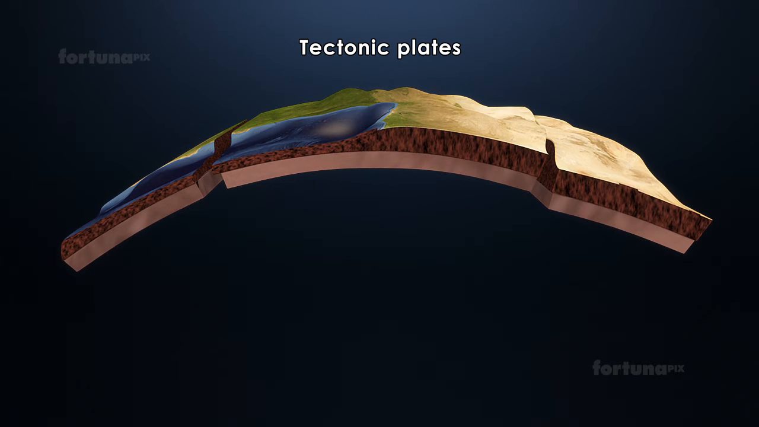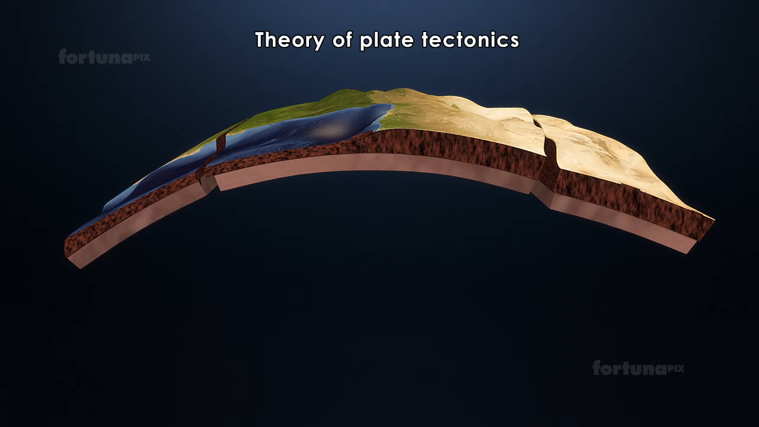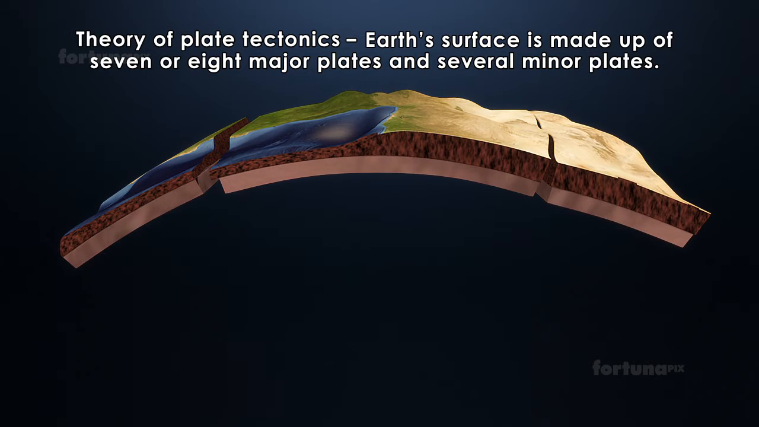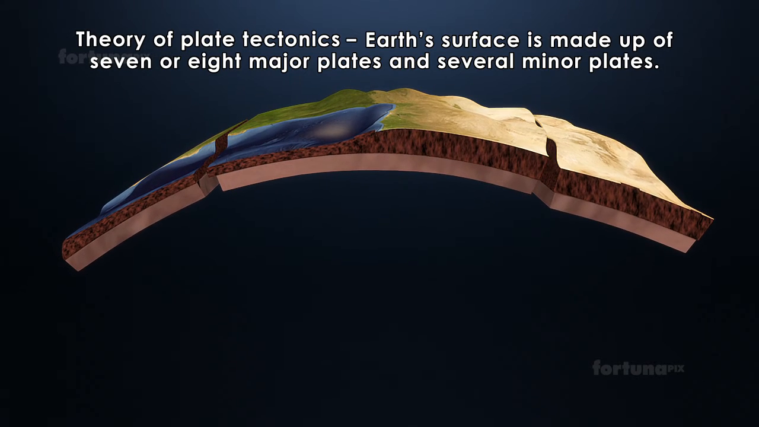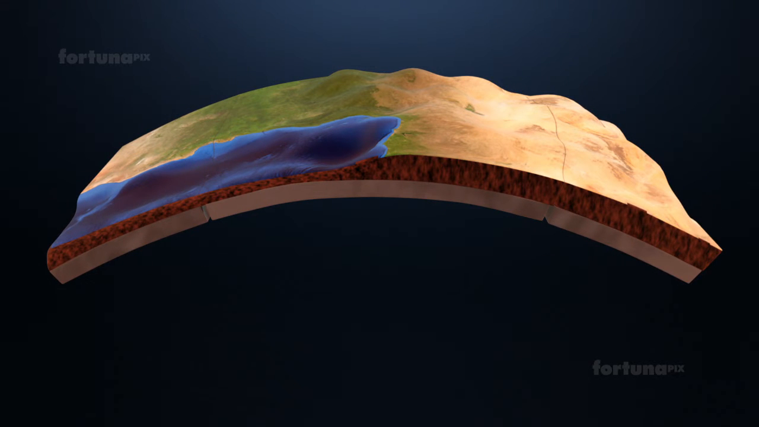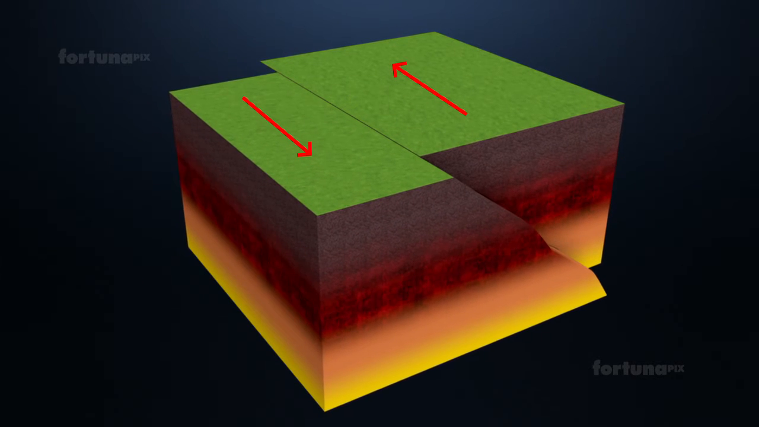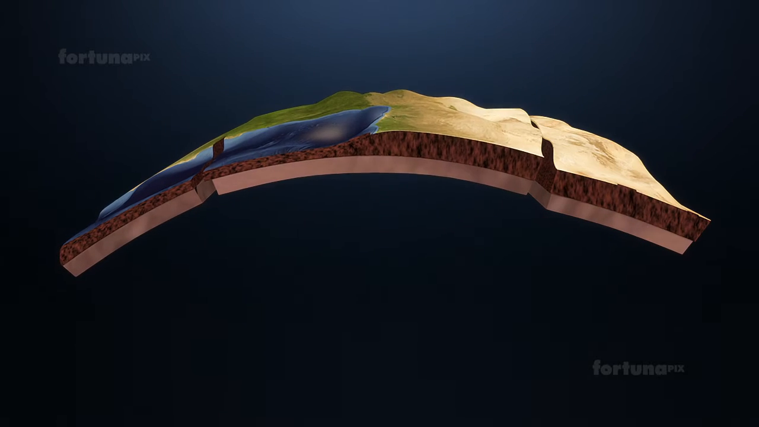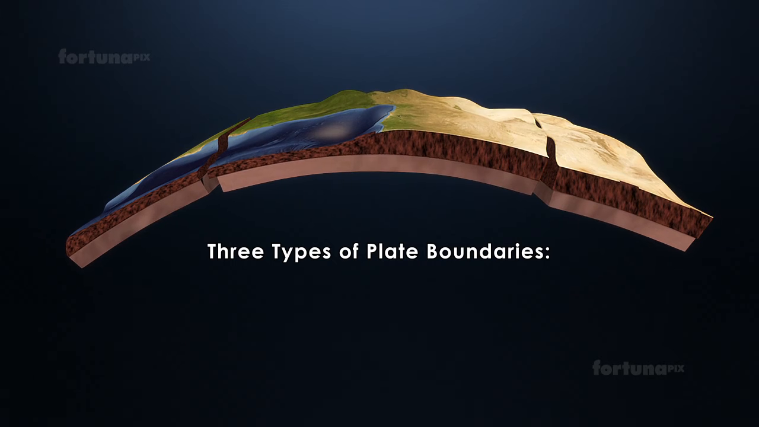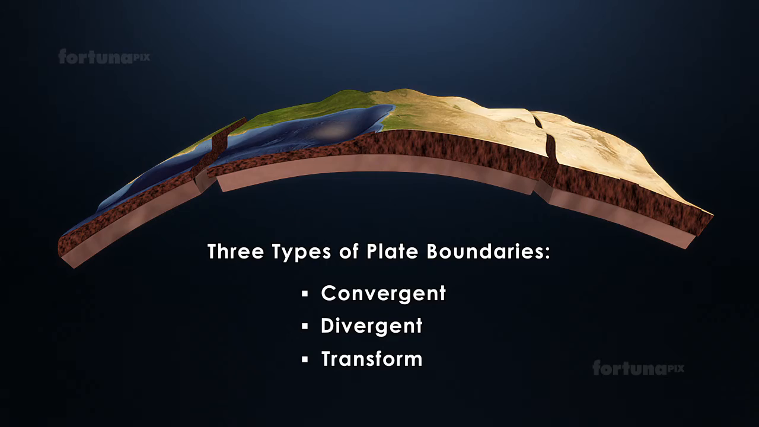The plates of the lithosphere are constantly moving. The theory of plate tectonics suggests that the Earth's surface is made up of 7 or 8 major plates and several minor plates. The plates can move toward each other, they can move away from each other, or they can move past one another. The interaction of the plates causes one of 3 types of plate boundaries: convergent, divergent, and transform plate boundaries.